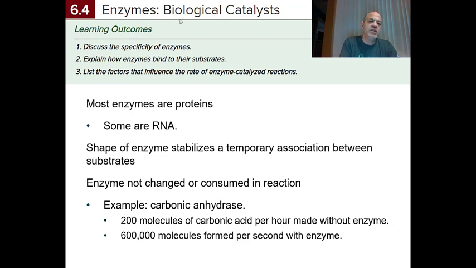So in this section, we're going to look at biological catalysts, and they're called enzymes. Your learning outcomes here are to discuss the specificity of enzymes, which has to do with how they're specific for the substrates, they call them, that they act on. Your second objective is to explain how enzymes bind to their substrates, the reactants that they help go through reactions. And number 3, you're going to list the factors that influence the rate of enzyme reactions.